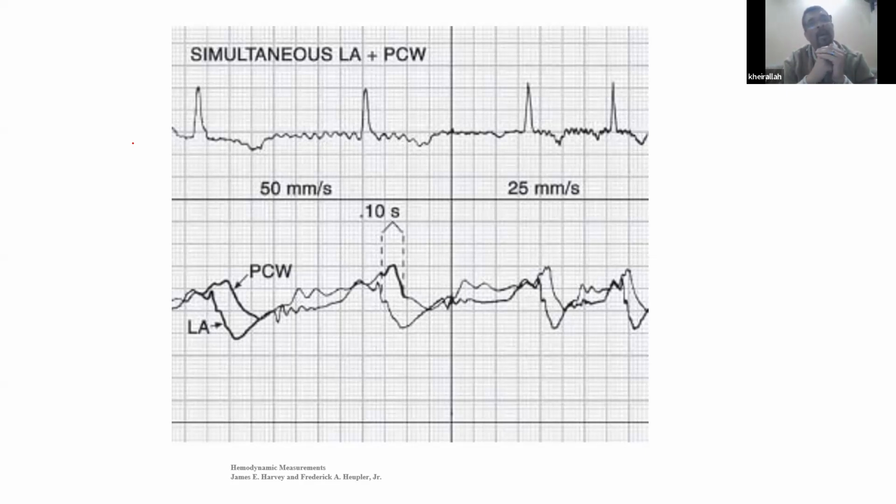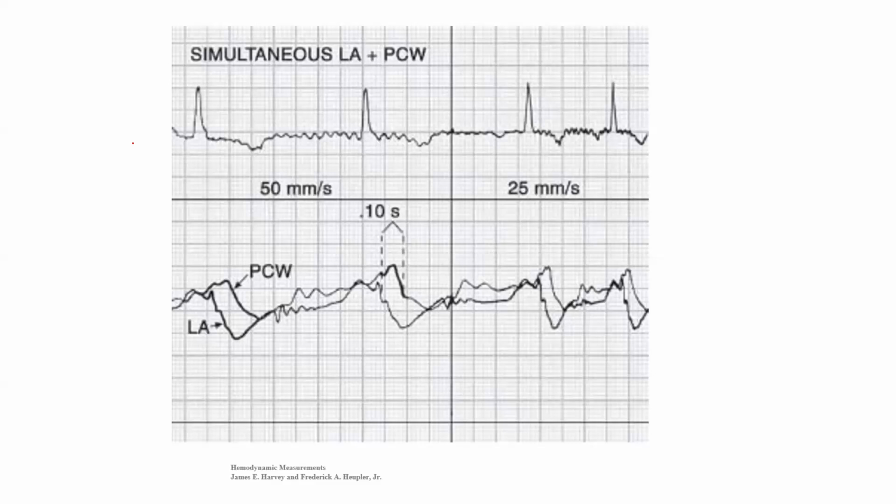Why? Anybody has an answer? Simply the cost of having direct LA pressure is that you have to be in the left atrium. And being in the left atrium is much more invasive than having a wedge, because how do you get to the left atrium? We get to the left atrium through the interatrial septum, so we have to pierce the septum.